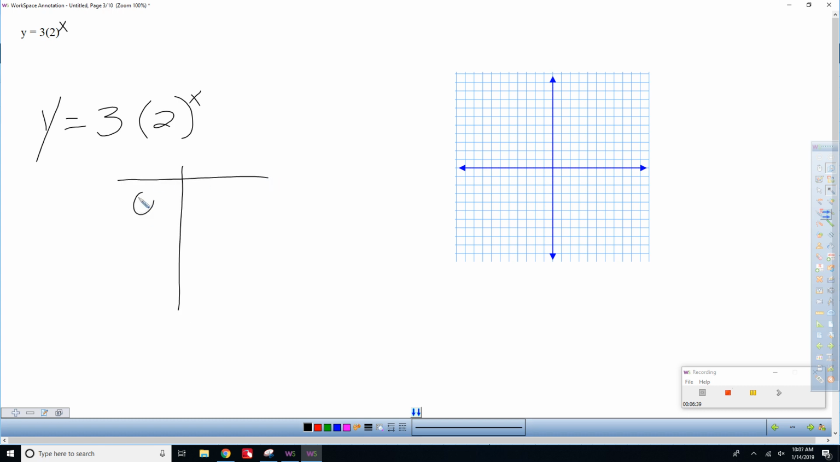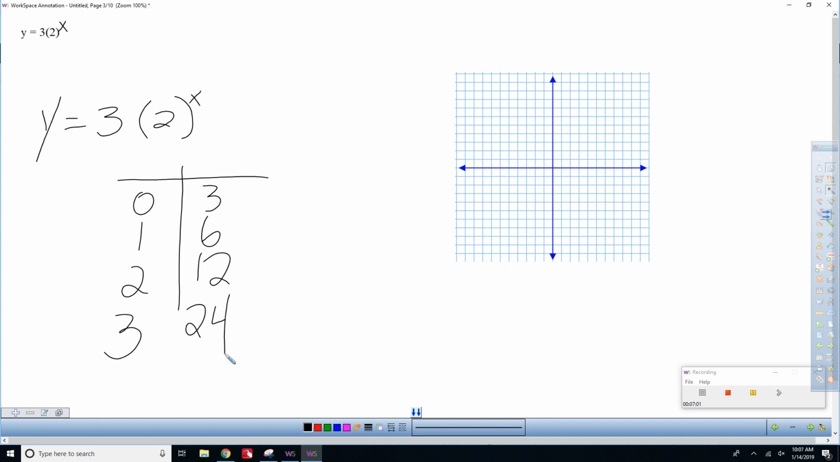If I put in a 0, 2 to the 0 is 1. 3 times 1 is 3. If I put in a 1, I get 3 times 2 is 6. If I put in a 2, 2 squared is 4 times 3 is 12. If I put in a 3, 2 to the third is 8 times 3 is 24. I can see that it's being multiplied by 3 every time. That's what I want. It's geometric.